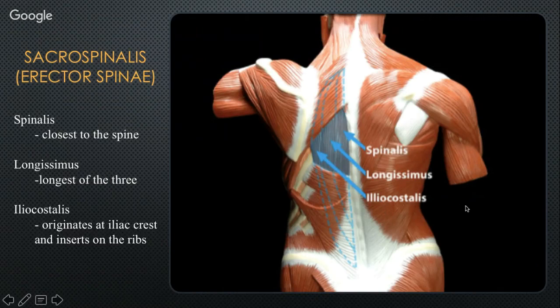You don't need to know the origin and insertion for this one, but it does help to know that so that you can remember how the muscle is named. So it originates at the iliac crest, hence the ilio, and then inserts all the way up here at a bunch of different ribs, thus the costalis. So iliocostalis, and that's the one that's most lateral.